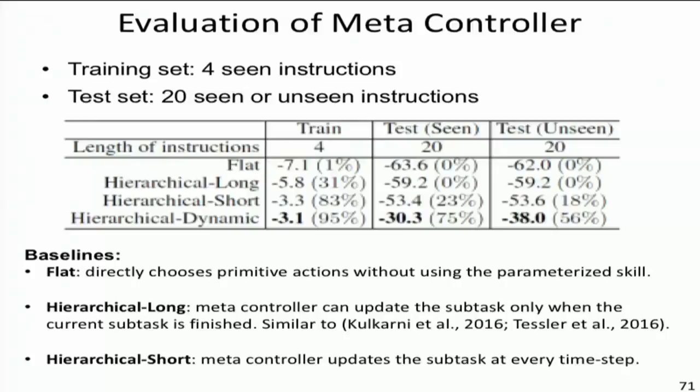Another baseline is hierarchical short, which means that it's the same hierarchical architecture as ours, but it doesn't have temporal abstraction. So it will make a decision about the subtask command at every time step. So probably it has more chance of making mistakes or suboptimal decisions because of this lack of temporal abstraction. At the end, we can see that our full architecture is better than these other baselines.